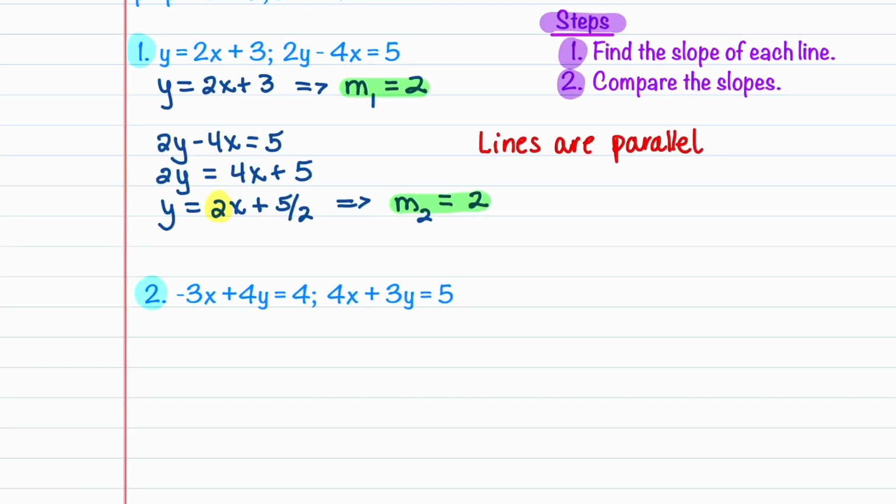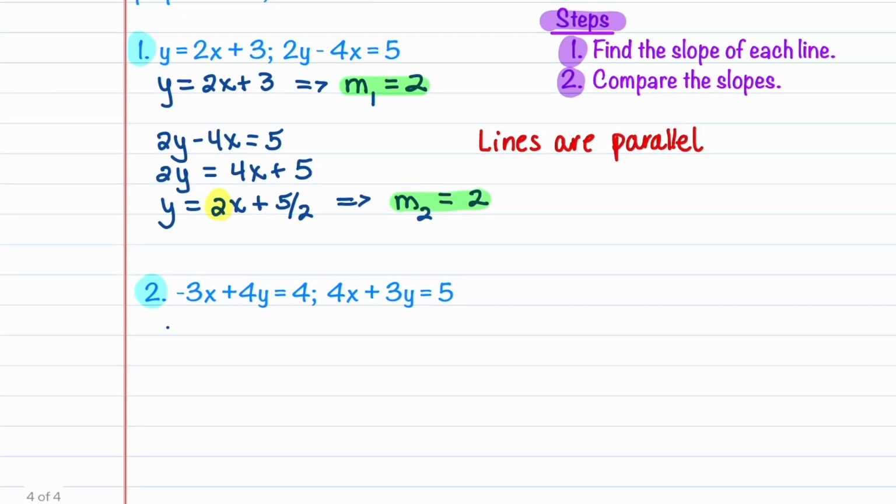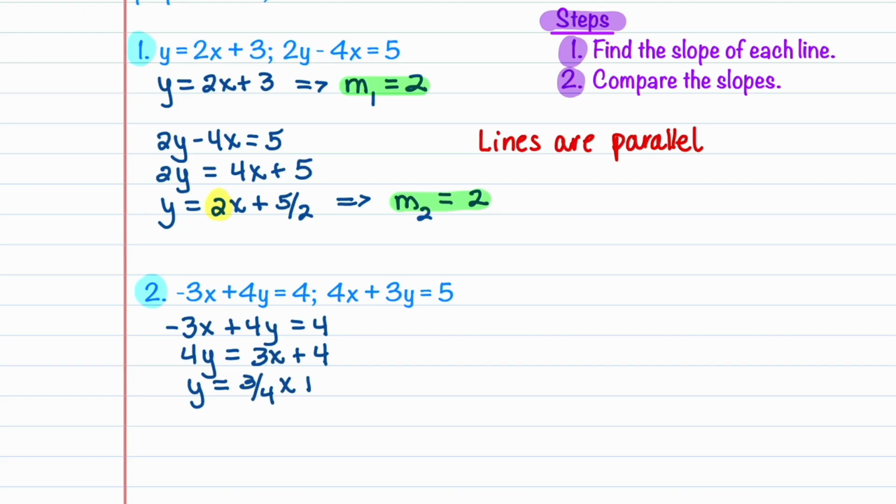Let's now look at our second example. We're going to do the same thing. We're going to start with our first equation and find the slope. I'm going to write down the first equation. We have minus 3x plus 4y is equal to 4. We're going to solve for y, so let's bring the 3x to the right. So we have 4y is equal to 3x plus 4. Now we're going to divide by 4, and we'll get y is equal to 3/4 x plus 1. So that tells us that the slope of our first line, m1, is going to be 3/4.